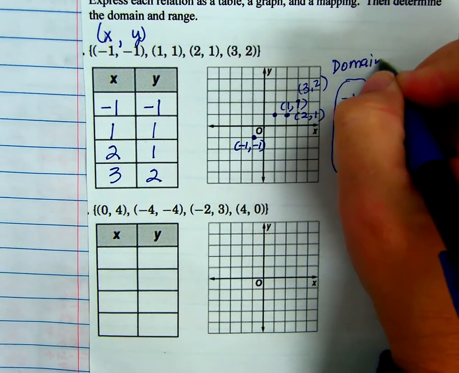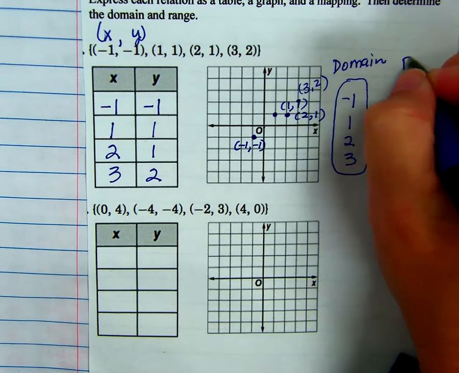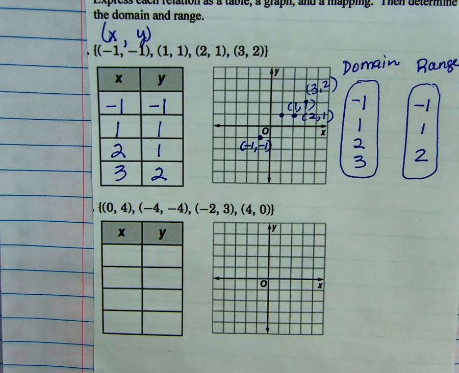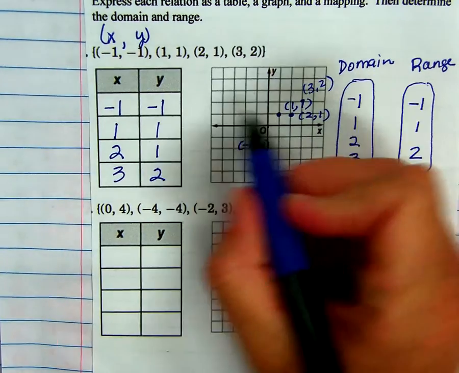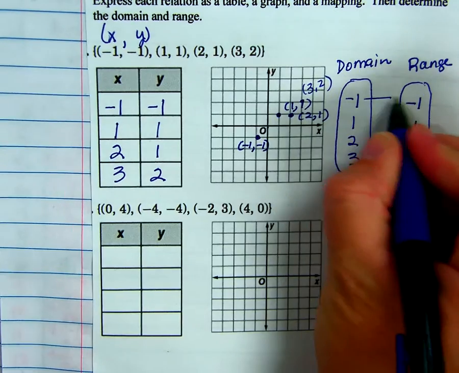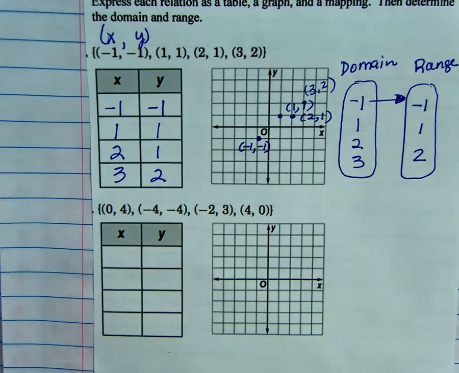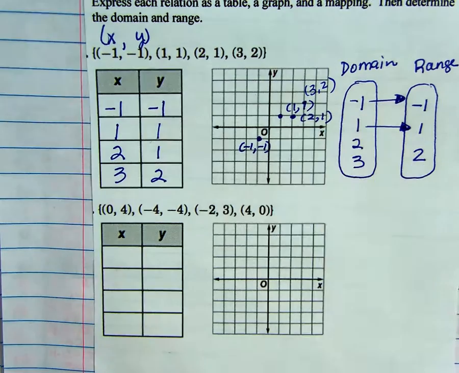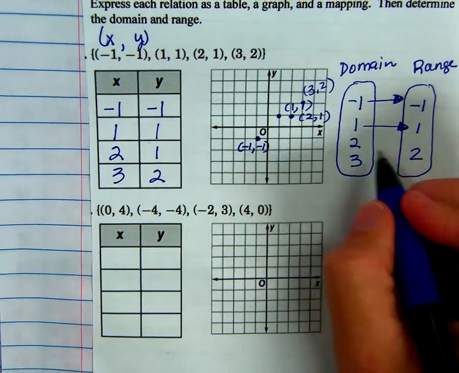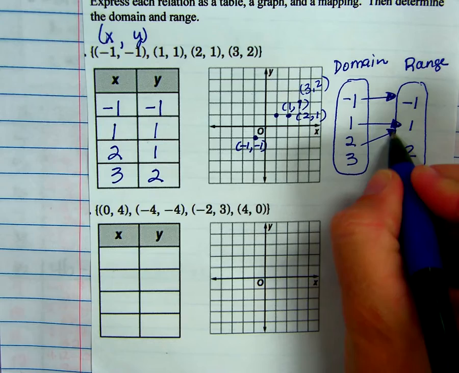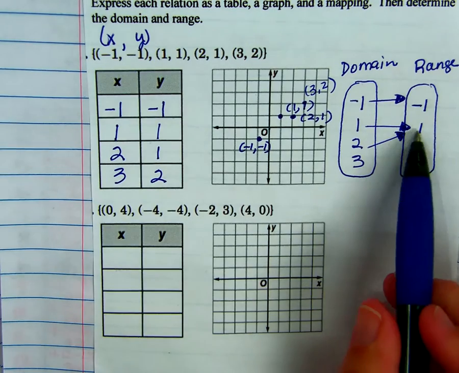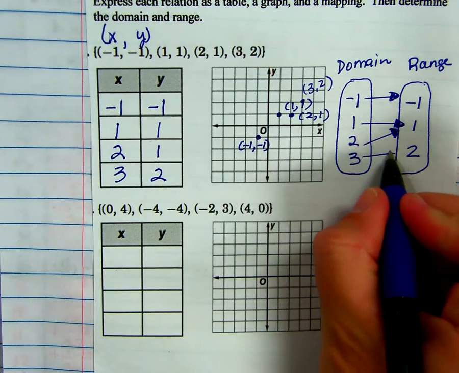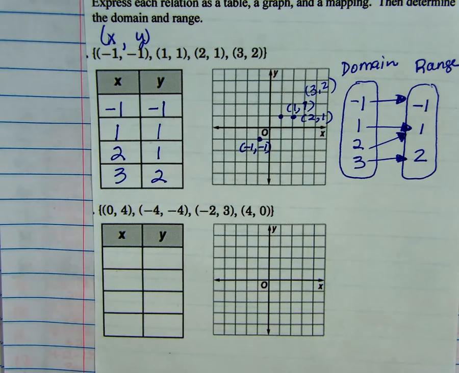On the left are my inputs. That's my domain. On the right are my outputs, or my y values. That's my range. I'm going to complete this mapping by drawing the arrows. -1 maps to -1. 1 goes to the number 1. I draw my arrow. 2 also goes to the number 1. So I have 2 arrows going into the range value of 1. And then 3 goes to 2.